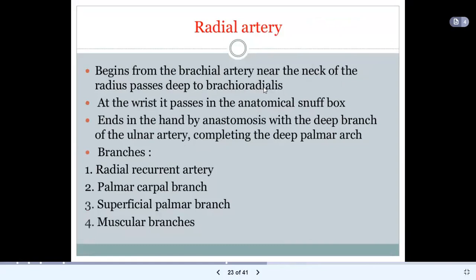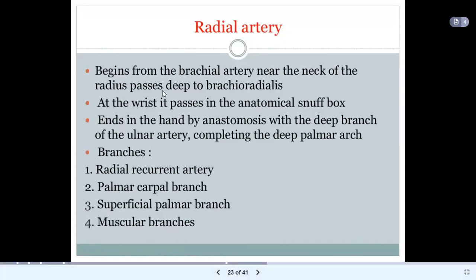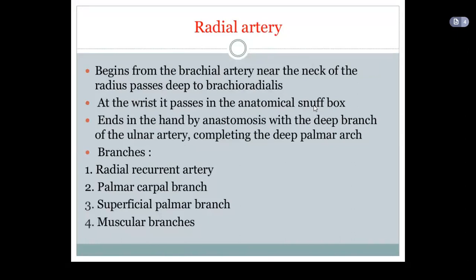brachioradialis. So we said earlier that the brachial artery will divide 1 centimeter distal to the cubital fossa or the elbow joint before it will split into the radial and the ulnar. So the radial will begin near the neck of the radius. And then at the wrist, it passes in the anatomical snuff box. So there's a little snuff box around your wrist.